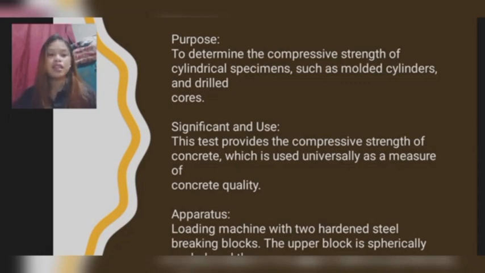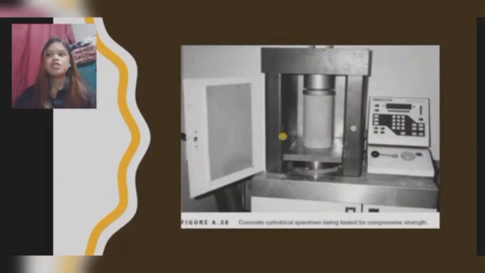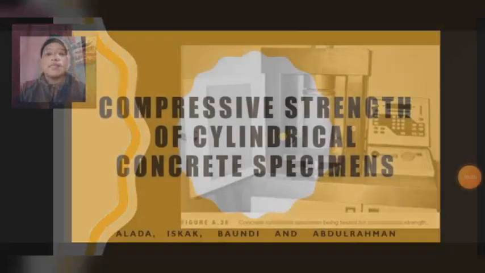Apparatus: a loading machine with two hardened steel bearing blocks. The upper block is spherically seated and the bottom block has a solid surface. As seen in this picture, the loading is going to be applied by the computer. That's the apparatus that we are going to use in this topic.